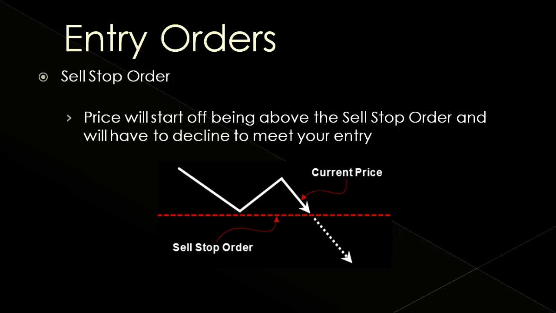Price starts off being above the sell stop order and will have to decline to meet our entry price. As you can see, I have a solid white arrow that shows the current price. The red dashed horizontal line shows our sell stop order. In order for the sell stop order to be triggered, price needs to fall and reach this level.